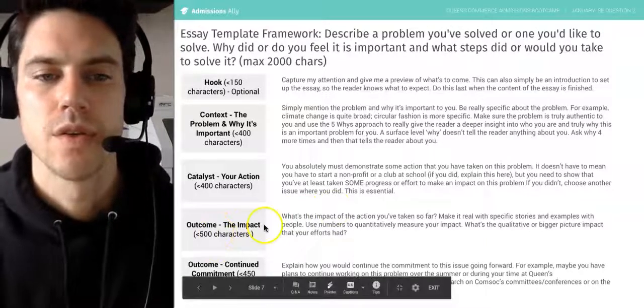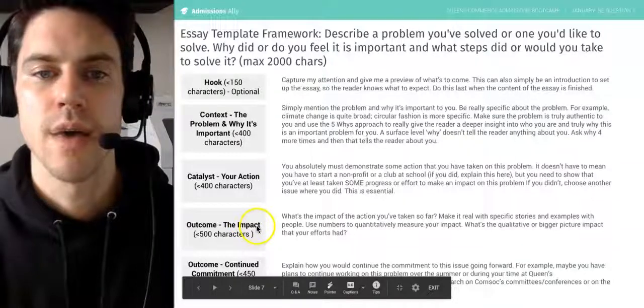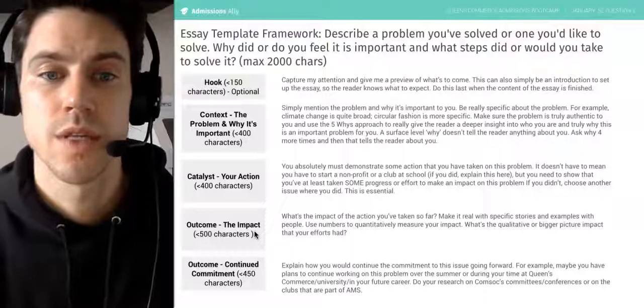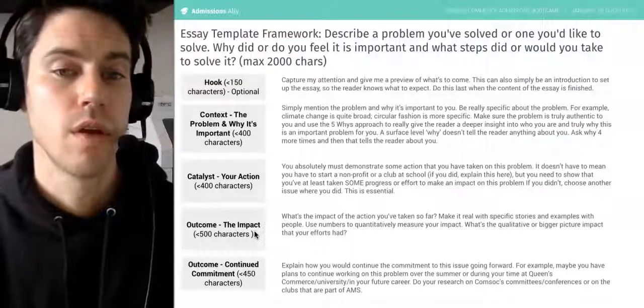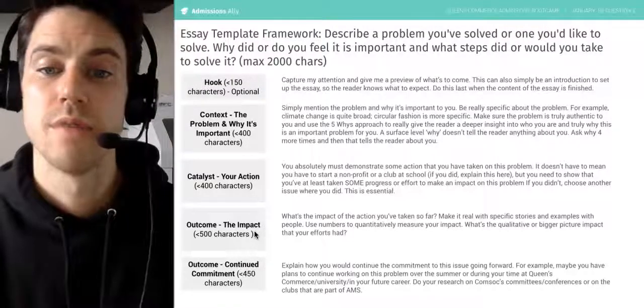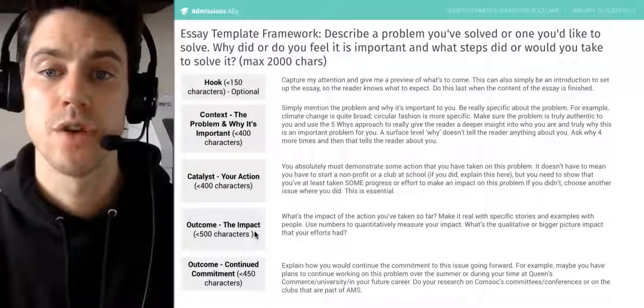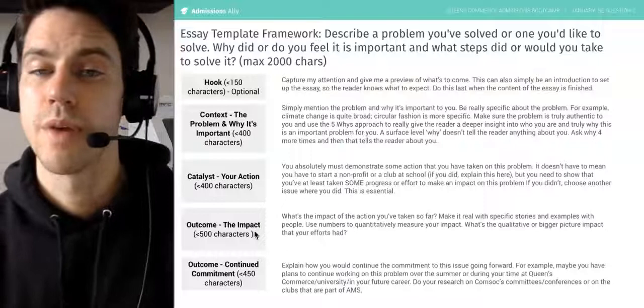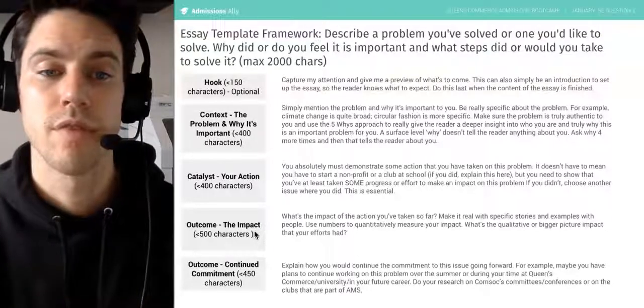The outcome. So this is the impact that you've had, the impact of the action that you've taken so far. Make it real with specific stories and examples. Use numbers and quantitatively measure your impact. And then also, what's the qualitative or bigger picture impact that you've had through your efforts?